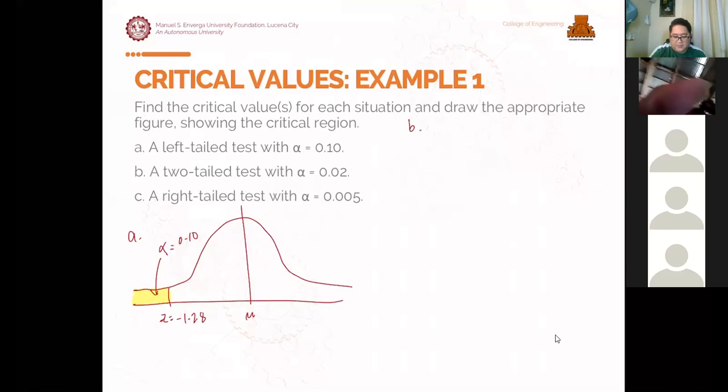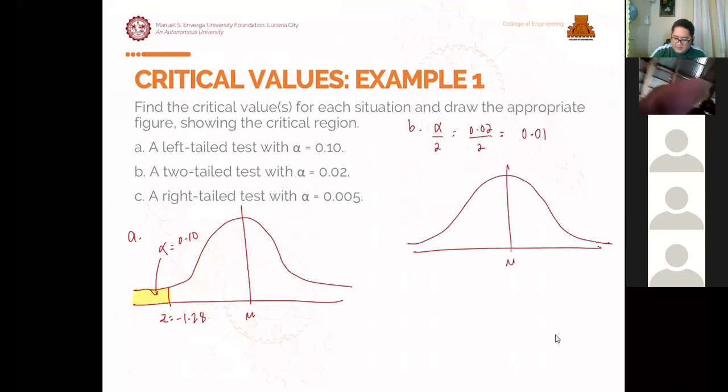Letter B, two tail test with alpha equals to 0.02. If we are two tail, we divide our alpha by 2. So 0.02 divided by 2 will be 0.01. Okay? So for our drawing, that's it. If we are two tail, that is what our curve looks like.